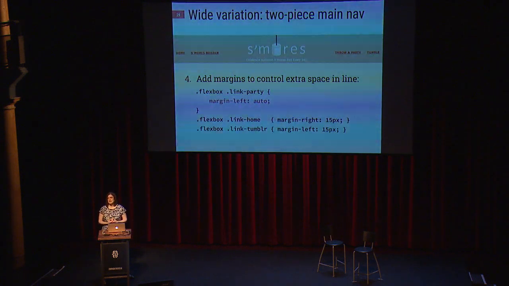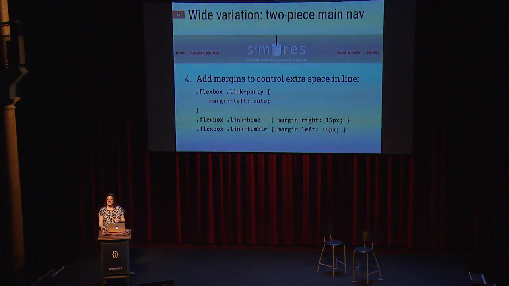And now to move the last two links to the right side, I simply set margin-left auto on the third link, the throw a party link. Again, scoped to only Flexbox browsers. And the reason that this works is that in Flexbox, if you set a margin in the main axis to auto, that margin will take up all of the free space left.